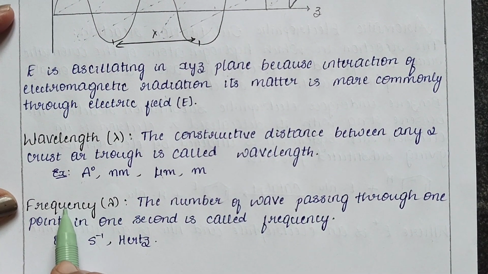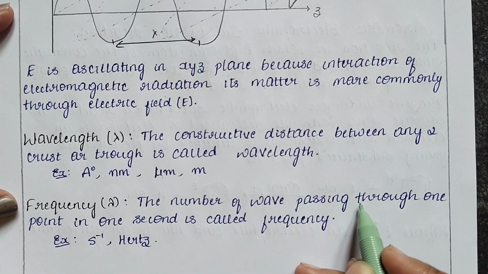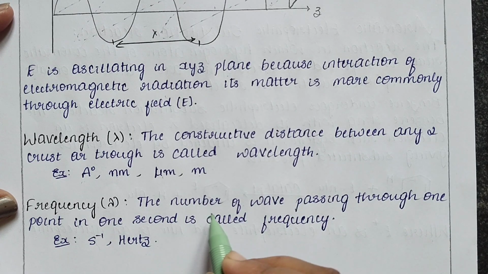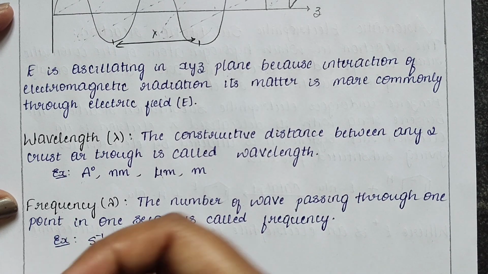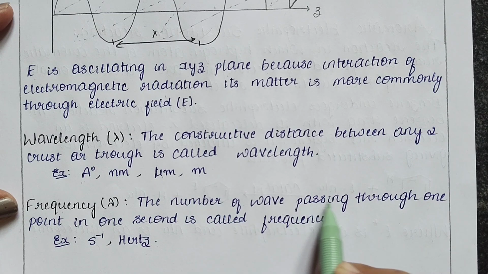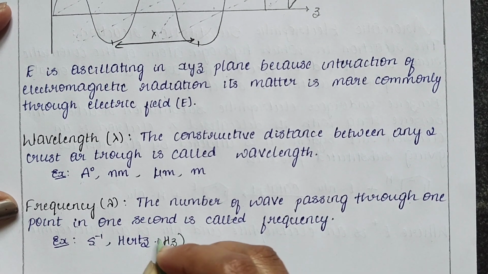Frequency, which is represented by nu. The number of waves passing through one point in 1 second is called frequency, which is expressed in terms of per second or hertz. Hertz is also written as Hz.